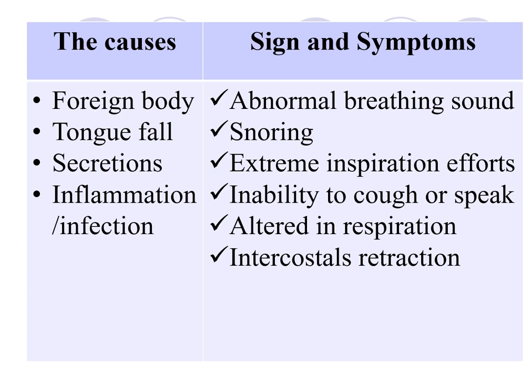Inability to cough or speak will be there. Alteration in respiration. Intercostal retraction. Intercostal retraction means that the muscular spasm will be there in the intercostal space. Because of that, you will feel that the space in between the ribs goes inside.